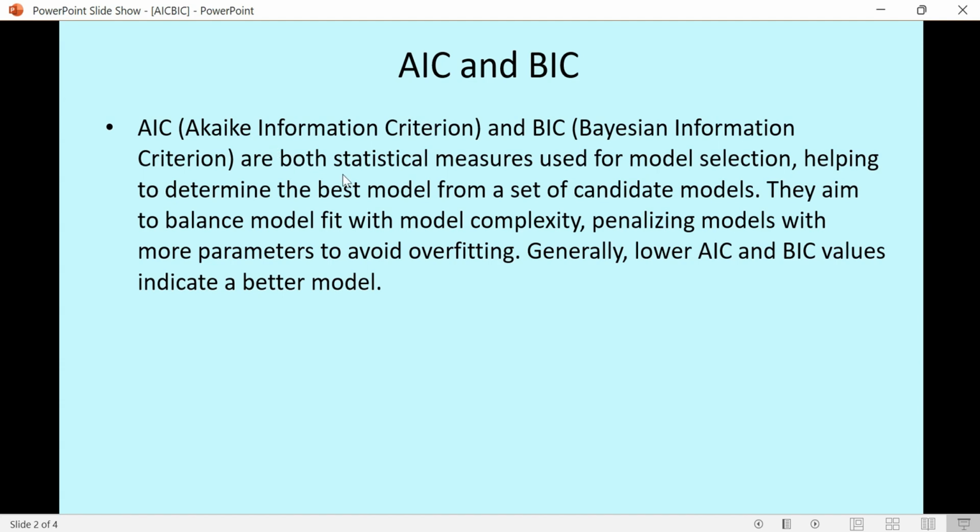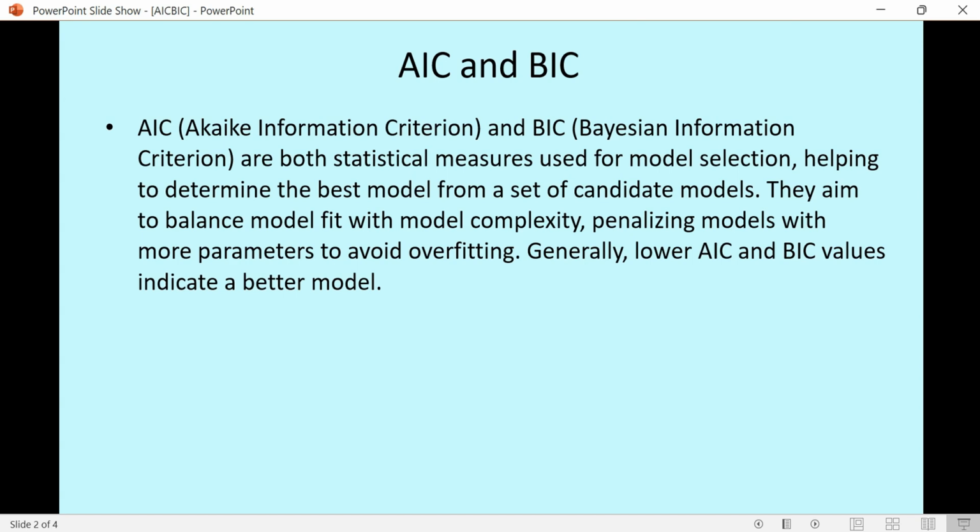Because if you use more parameters in the model, you usually get better performance in estimation. But for example, if you have 100 observations and you use 100 parameters, this kind of model is meaningless because it is overfitting the data and not good for new data it has not seen.